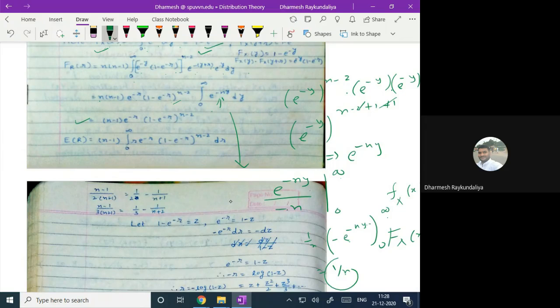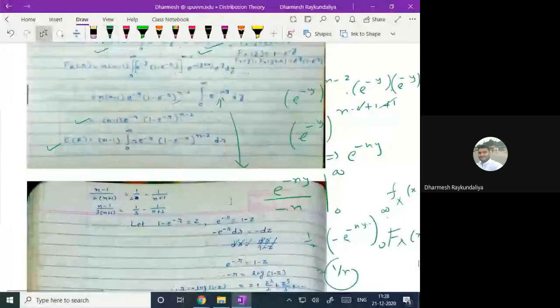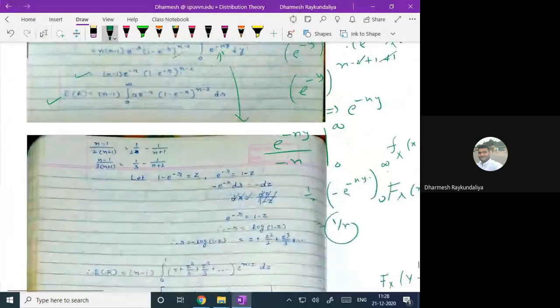Okay, so what is the expected value of the range? It is n minus 1 times the integral from 0 to infinity of r e raised to minus r, (1 minus e raised to minus r) raised to n minus 2. So what will you get? Let us take 1 minus e raised to minus r equal to z. So what happened? e raised to minus r equal to 1 minus z.